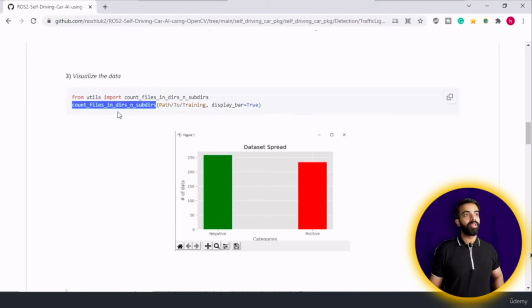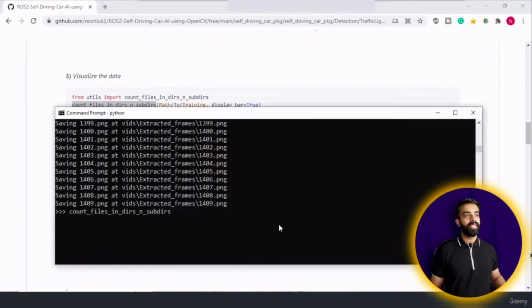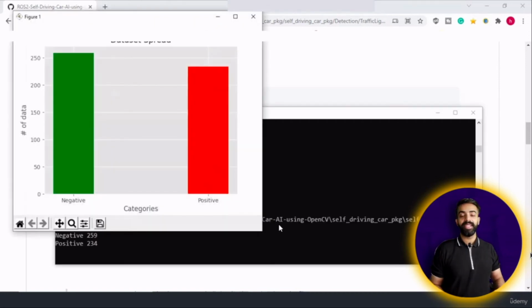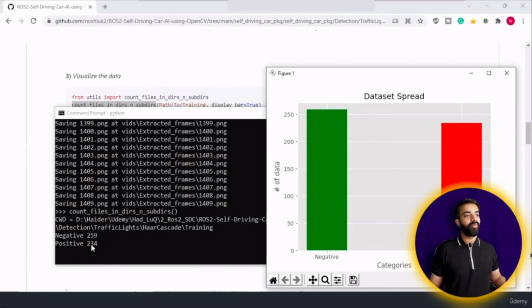So all I need to do is simply call this function. What it will do is look inside the training directory, inside the positive and negative folders, and display their amounts in a nice looking graph. And as you can see, the positive images are fewer than the negative images, indicated by the red color. How much fewer can be observed in the command prompt, where you can see that positive images are 234 and the negative images are 259.